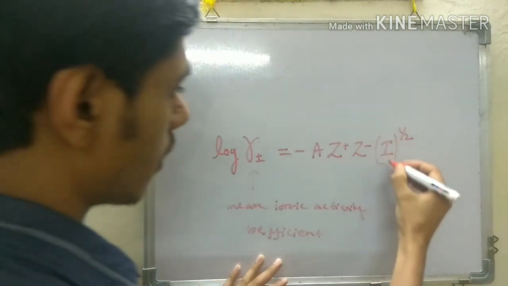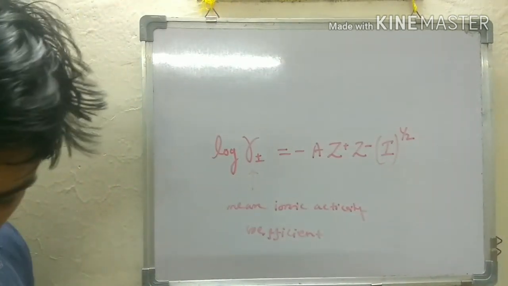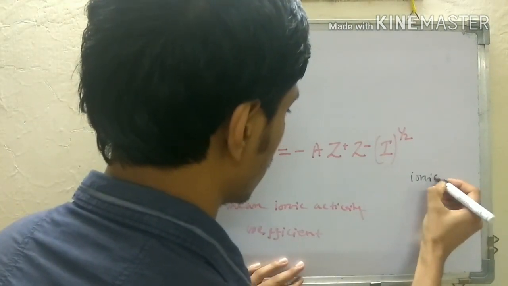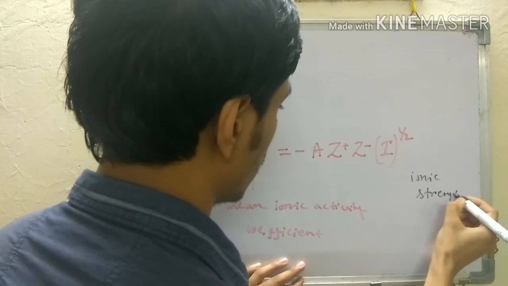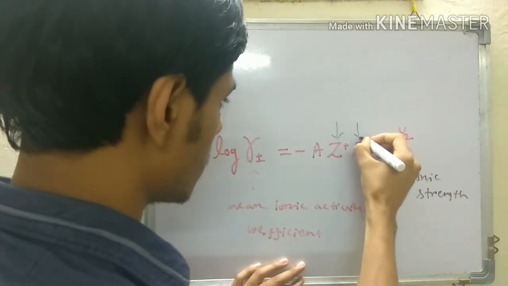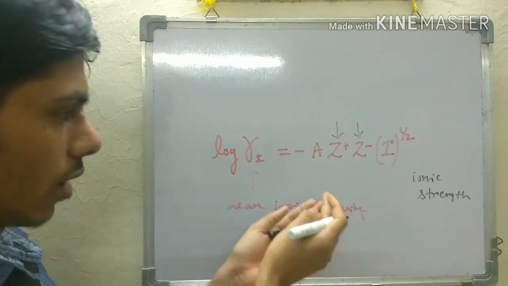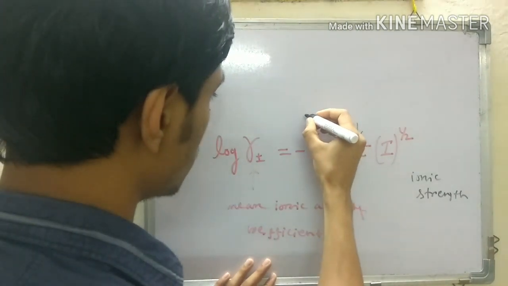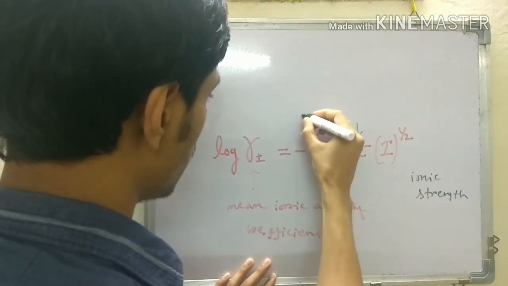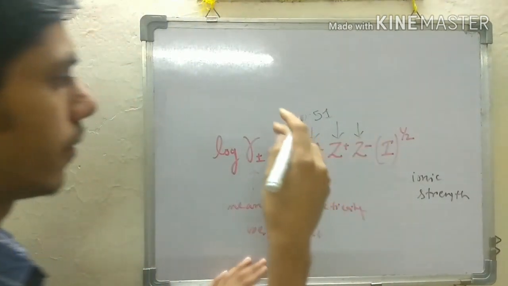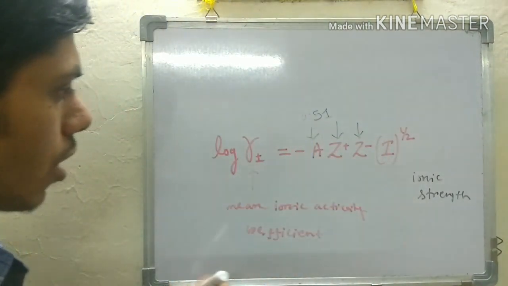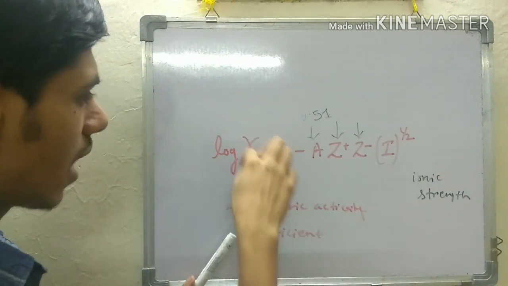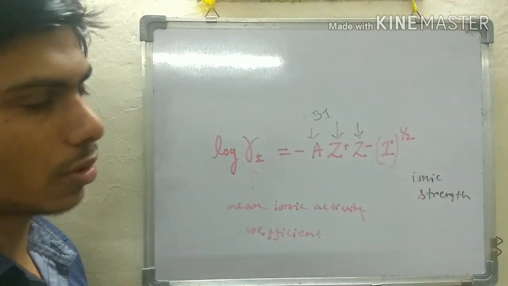Okay, and this I is called ionic strength. And you can see this Z plus and Z minus are the charges on the positive ion and the negative ion, and this A is a constant. Its value at normal temperature is 0.51. So this equation is basically the relationship between the mean ionic activity coefficient and the ionic strength of a solution.